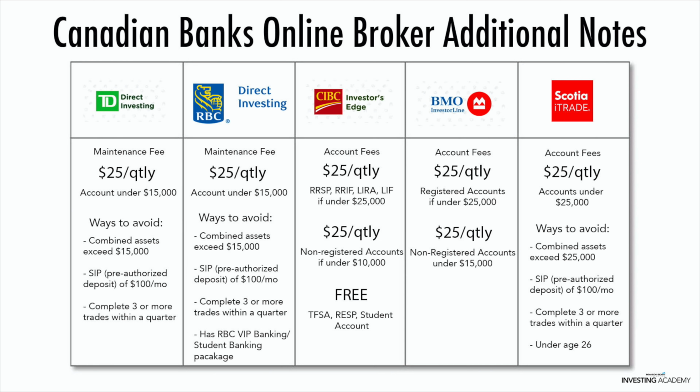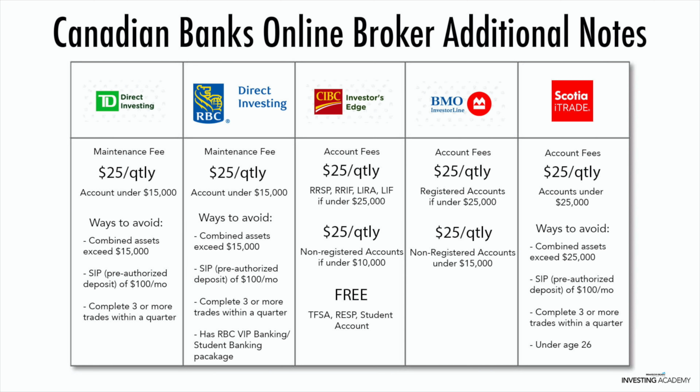BMO, again, is $25 per quarter if you're under $25,000. And then so on and so on with Scotiabank. As you can see, I do have a couple ways to avoid these fees, as they can be decently easy to avoid. For example, if you have combined assets over $15,000, well, of course, you're going to be waiving the fee in TD's case. If you set up a systematic investment plan, so a pre-authorized deposit where every month you pop in money, if you do it of $100 or more, that will waive the fee.